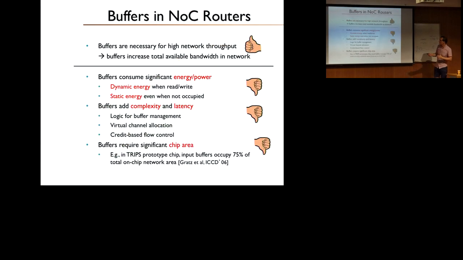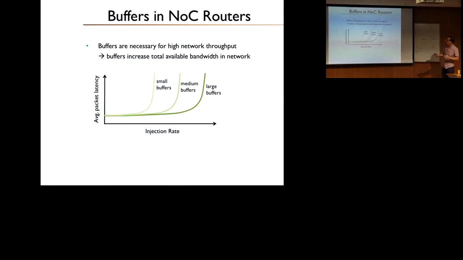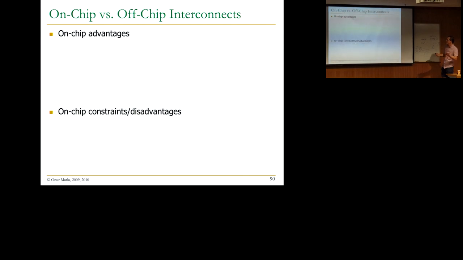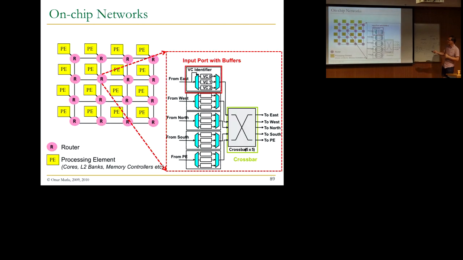If you go back to this picture, these are the buffers that we're talking about. When a packet comes, it gets buffered in these virtual channel FIFO queues. We don't do that. There might be a pipeline register over here so that you can achieve the clocking. But you don't need to put every single packet into one of these buffers.